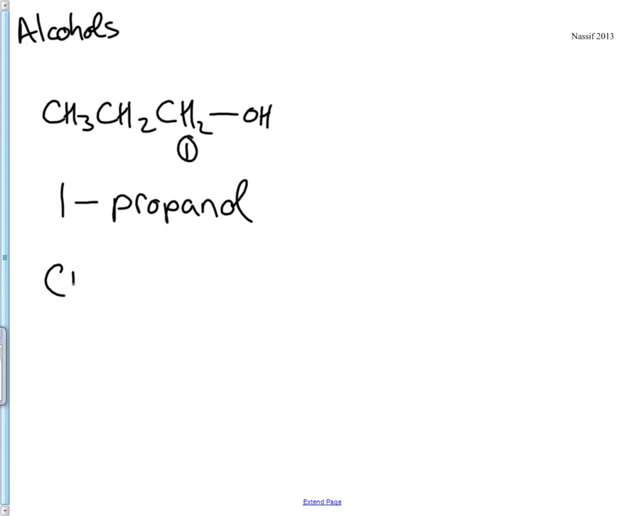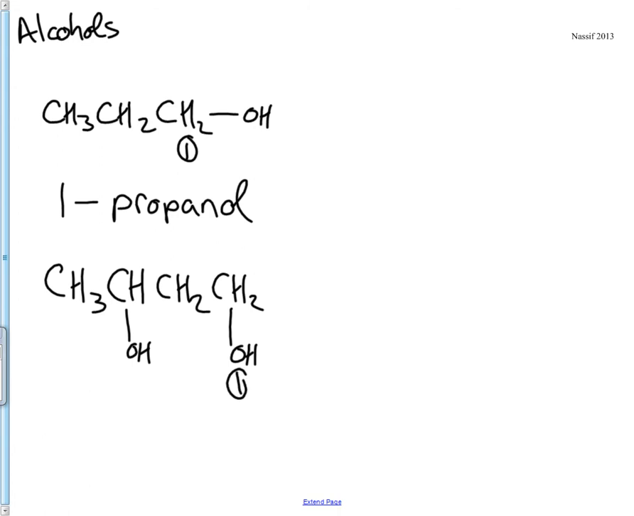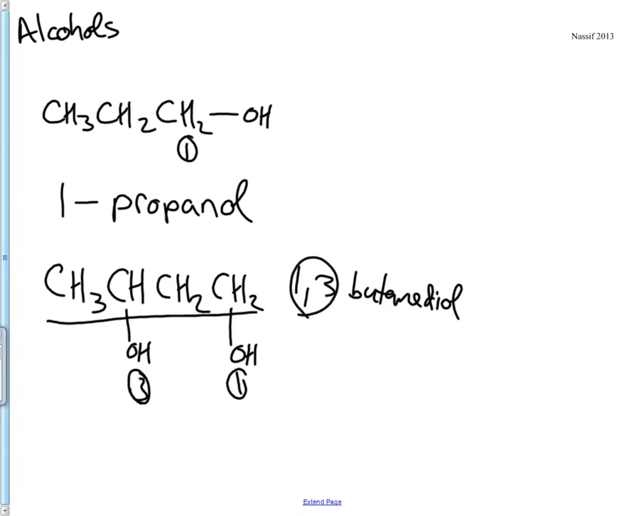Now, if we had a 4-carbon structure, CH3, CH, CH2, CH2, OH, we would call this 1,3-butanediol. Di signifying 2, all signifying alcohol groups, butane, 4 carbons, lastly 1,3 signifying the position of those alcohol groups.